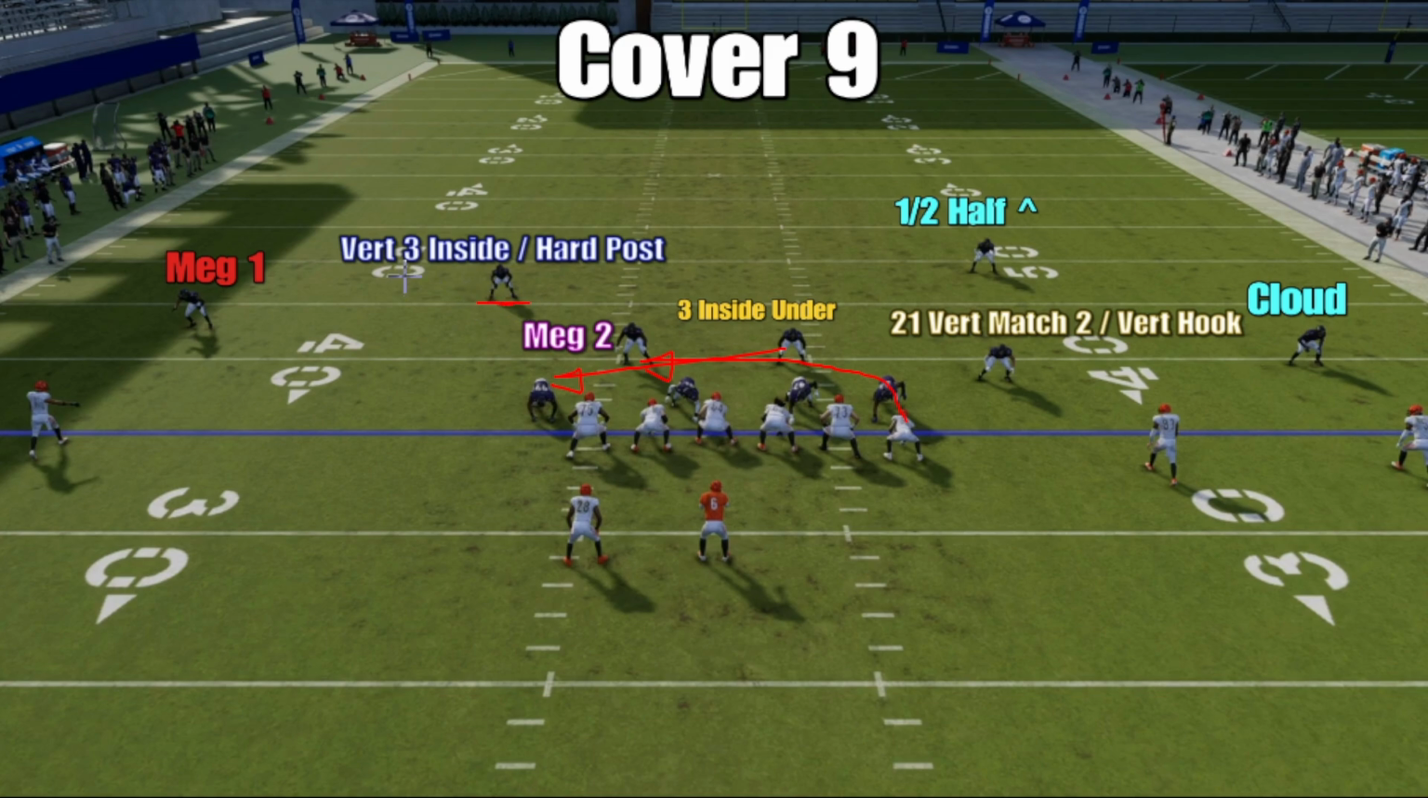Okay, our backside safety, he takes the vertical of number 3 inside. That's his first responsibility. Okay, so he should take that. But in the instance to where he runs out, I have it different. It's not a soft post. It's a hard post. He is hard into the post, waiting to take a deep pattern from the front side.